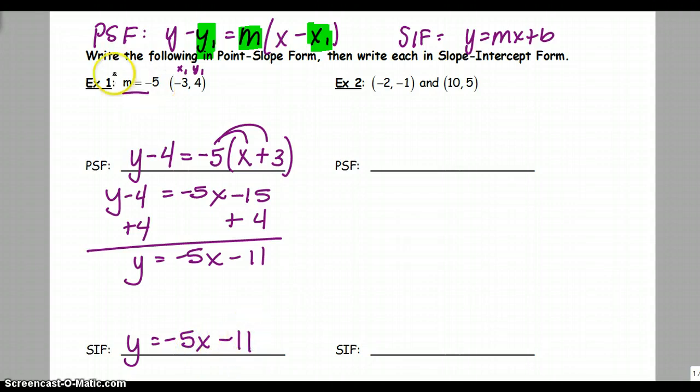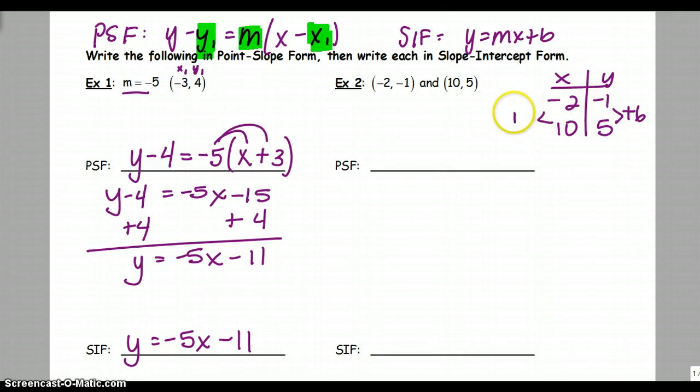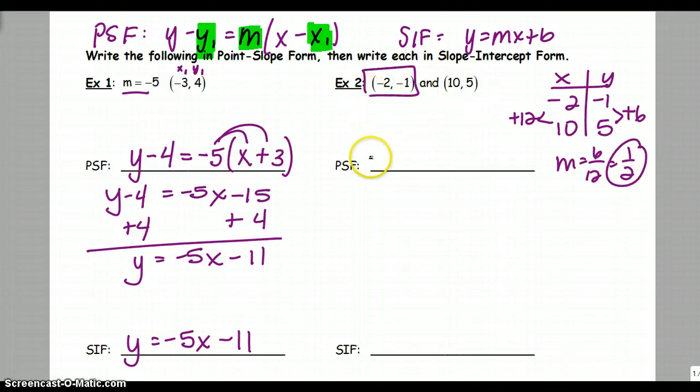If we are not given a slope and just 2 points, you have to find the slope itself. So you just use the 2 points given to create a table. And you would say from -1 to 5 is a +6. From -2 to 10 is a +12. So your slope is 6 over 12, or 1/2. At this point you can choose either point. I always choose the first one.